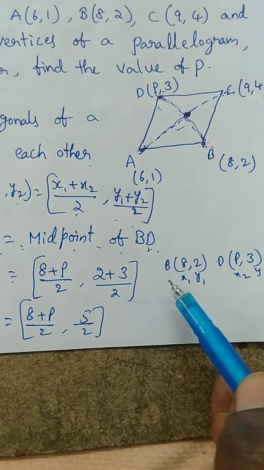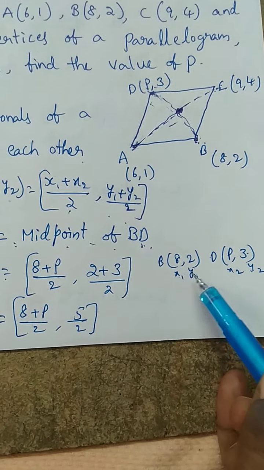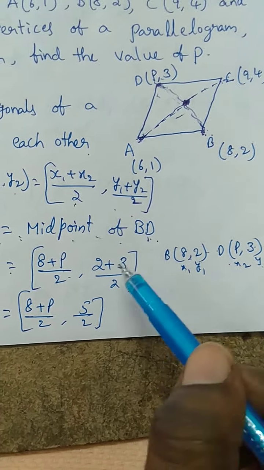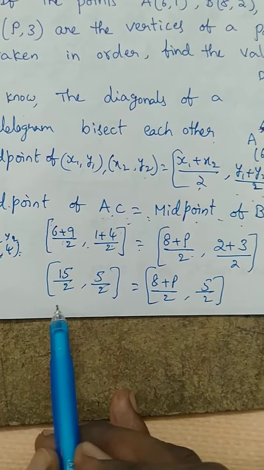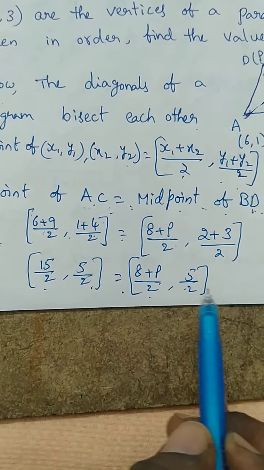Okay, what are the vertices here? B and D. B is (8, 2), D is (P, 3). This is (x1, y1) and this is (x2, y2). So (8 plus P) by 2 comma (2 plus 3) by 2. By simplifying, the left side is 15 by 2 comma 5 by 2, and that is equal to (8 plus P) by 2 comma 5 by 2.